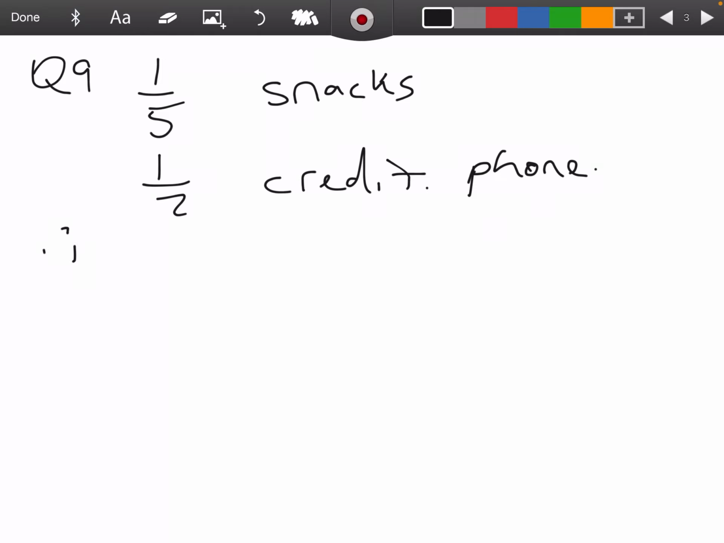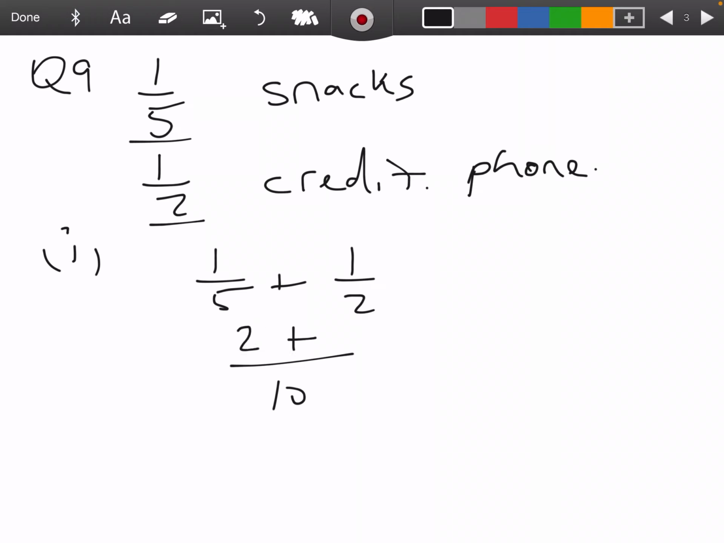So first part is the amount she spent, which is this plus this. So I'll do 1 over 5 plus 1 over 2. I get my common denominator, which is 10. That's going to become 2 over 10, and that's going to become 5 over 10. She has spent 7/10 of her pocket money already. The question says the amount she put into her credit union was €12.